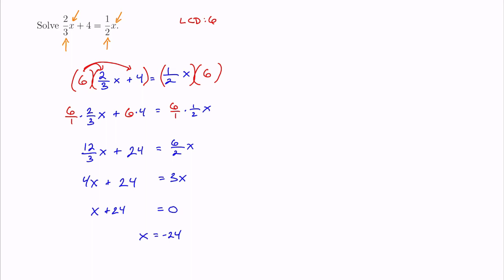If I were to put negative 24 back in for the x's in the original equation, I would obtain a true statement. You should check this on your own. And because I have checked that this is the solution, I will give a conclusion. The solution set is the set negative 24.